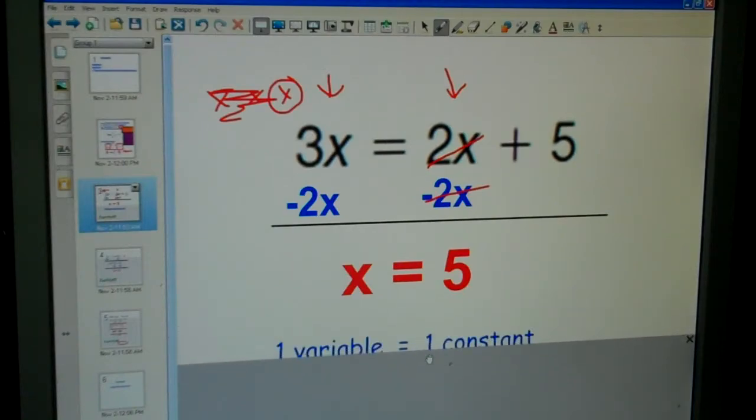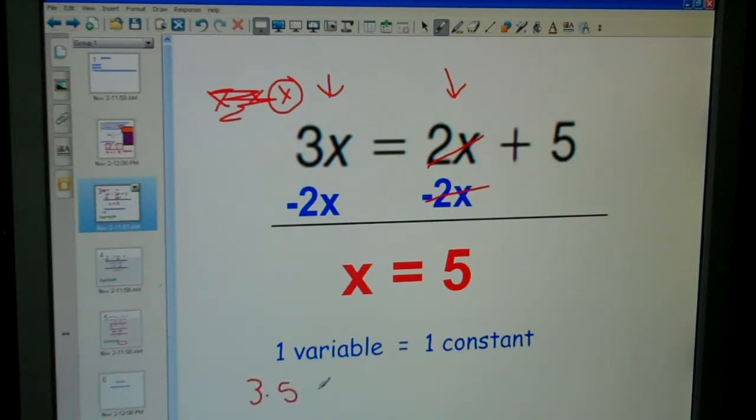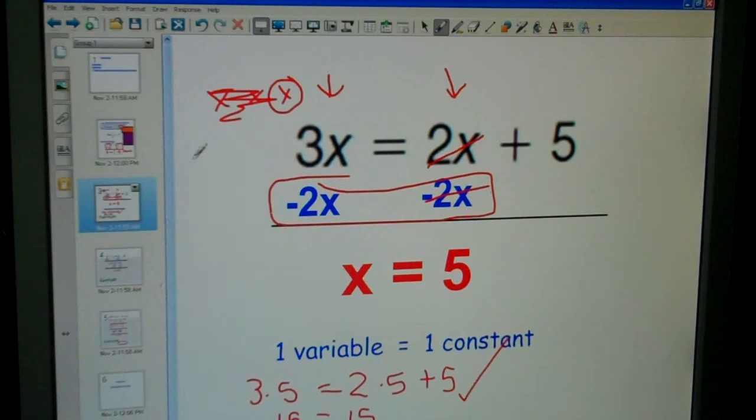Now, of course, you need to justify it. Okay? And that's always the big thing. Justifying simply means plug it back in. So 3 times 5 should be equal to 2 times 5 plus 5. 3 times 5 is 15. 2 times 5 is 10. 10 plus 5 is 15. Is that a true statement? Yes, it is. It works. Okay? That's all. We're simply rearranging things, but we have to keep the scale balanced. If we do it to one side, we do it to the other.